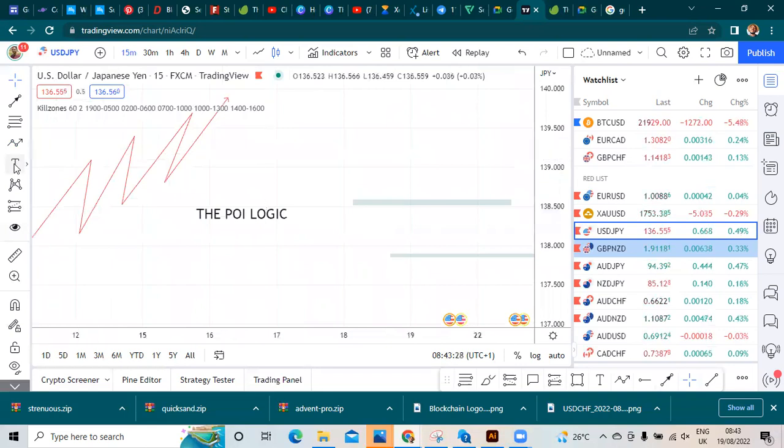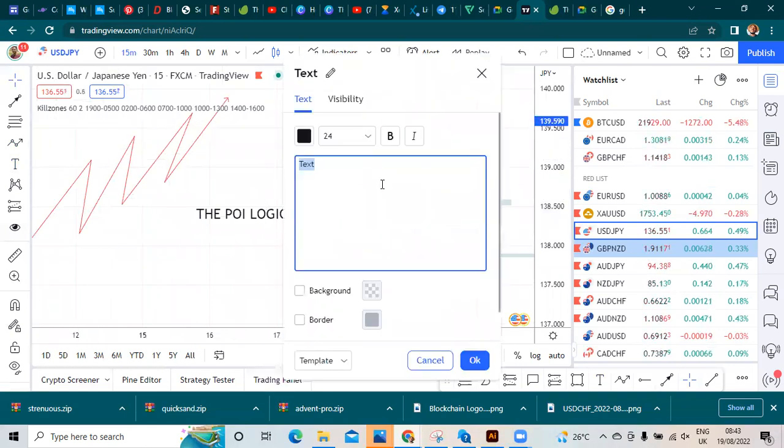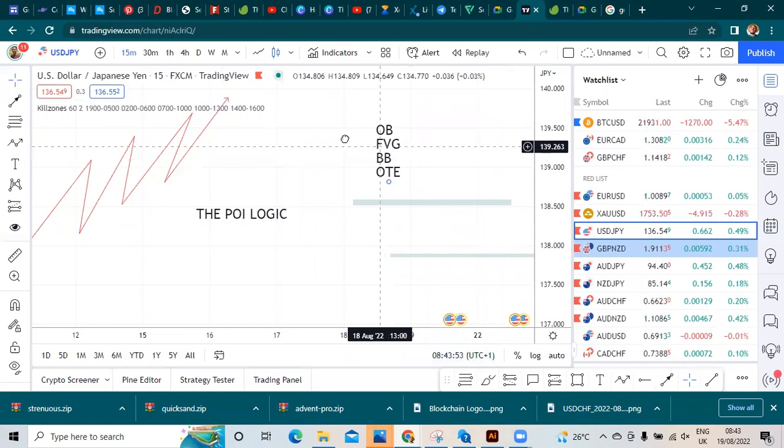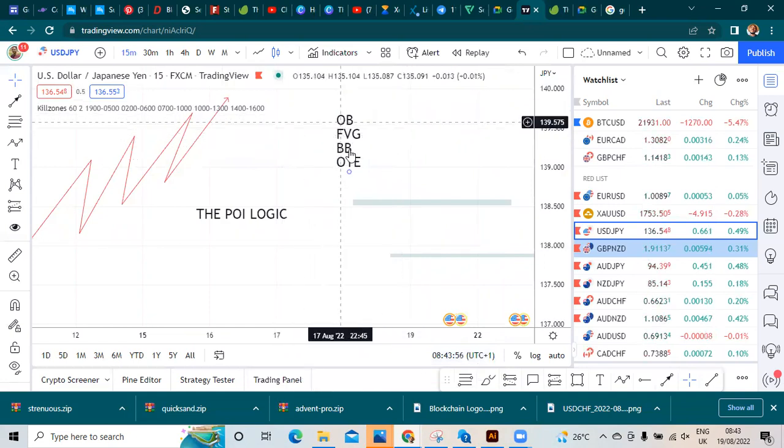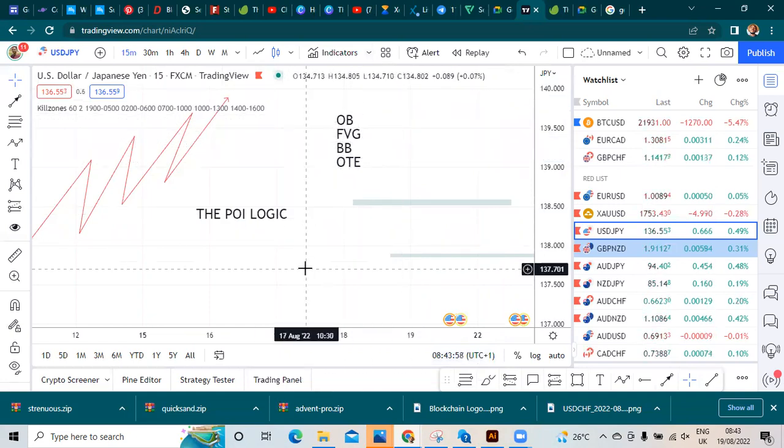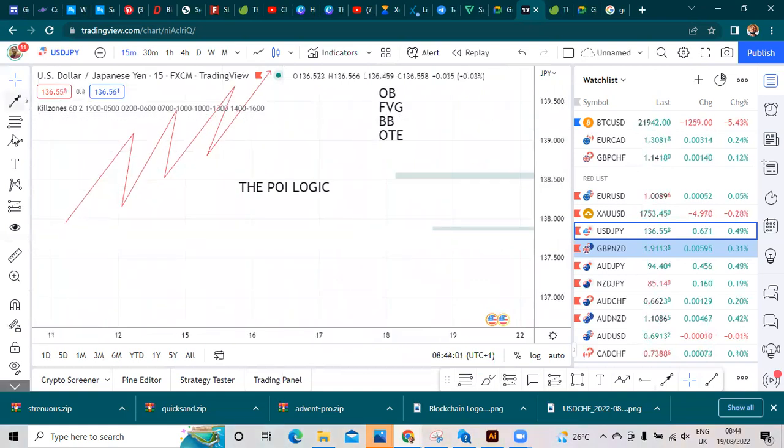All right. So in SMC, we have points of interest, and I'm going to list them. We have the order block, which is the most popular. We have the fair value gap, which is the FVG. We have the breaker block. I think these are okay. I think we have OTE too. For now, let's use this. So these are the points of interest we have in SMC.